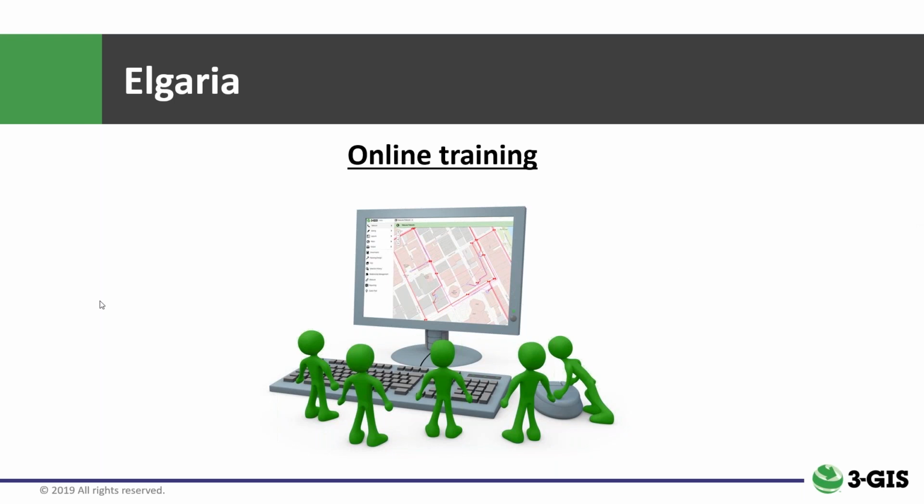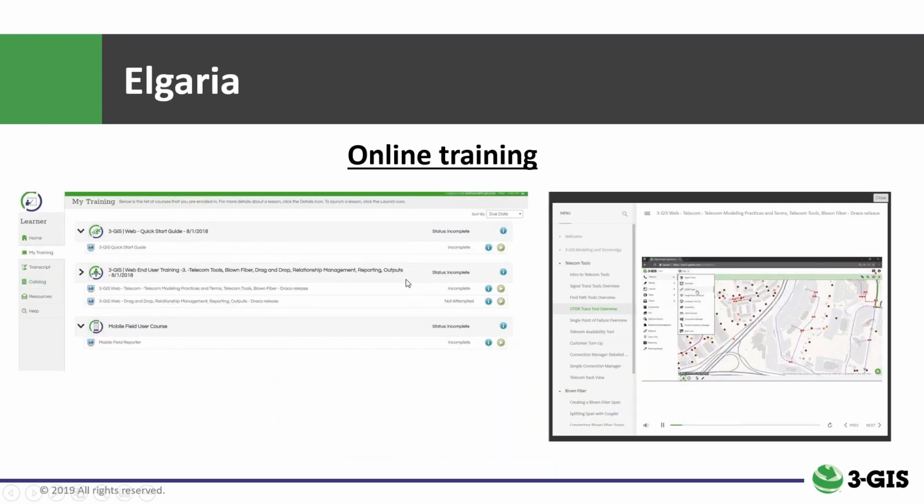Here on the next slide, you can see what the user interface looks like. Essentially, it has videos walking you step by step through all the tools and the functions within 3GIS Web, also 3GIS Mobile, and Prospector, our planning tool, is also included in there. And like I said, it stays up to date with every release, so our Elgaria tools are on there.